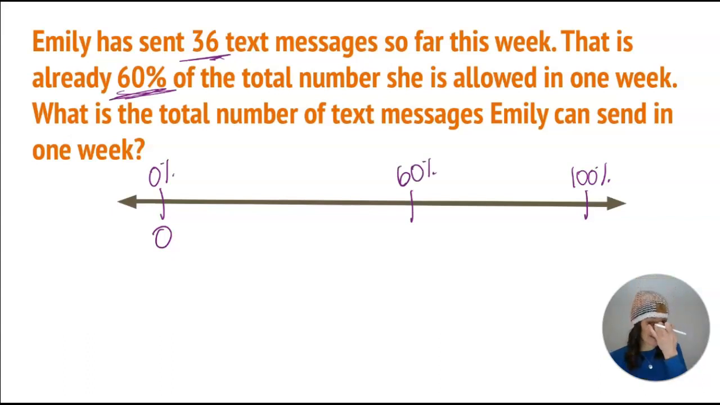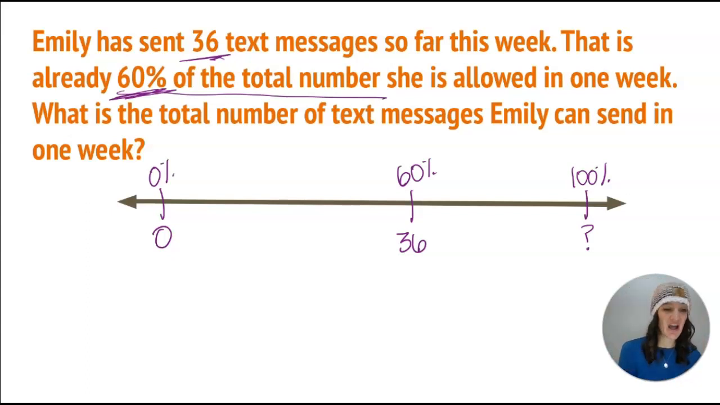Now, is 36 all of the messages, or is that the 60% of the messages? It says that is already 60%. So 36 is 60% of the total number she's allowed. So we're figuring out the total number that she is allowed. What can I count by that will hit 60 and 100? I could count by tens, right? 10, 20, 30, 40, 50, 60, 70, 80, 90, 100.